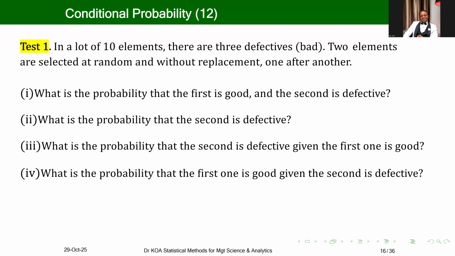The second one is the probability that the second is defective, isn't it? What is the probability that the second is defective? So if you work that very well, you get 3/10. Emily, you have 3/10. Jerry, what did you get?